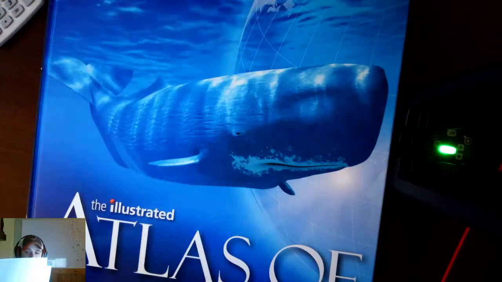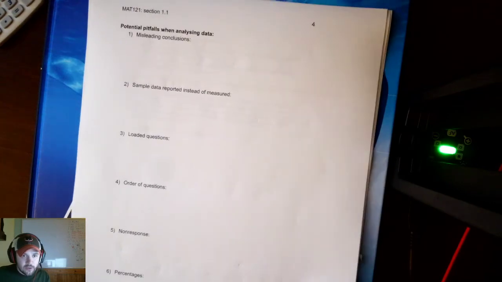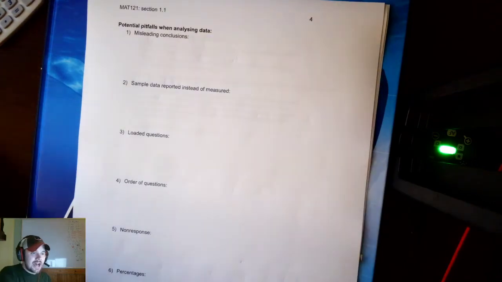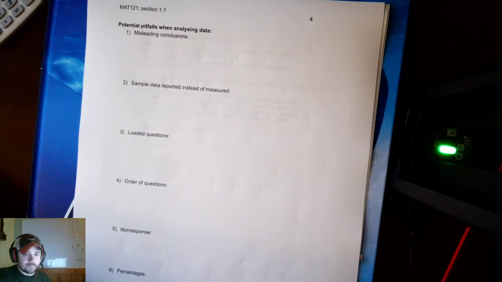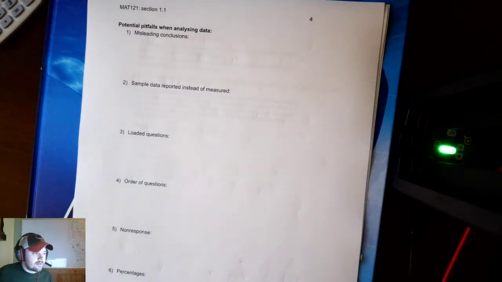Now, what are some pitfalls we might encounter throughout our course? And here we're going to have a few options. There's, I believe, six of them on this page. These are some pitfalls we typically run into when analyzing data. So let's real quick run through these.